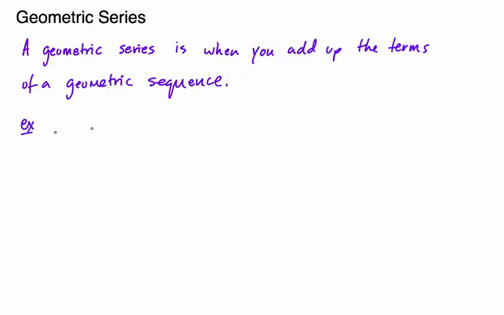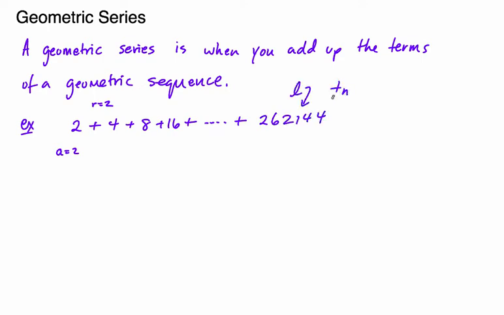So for example, I've got 2 and I double it, so my r value in this case will be 2 and my a value will be 2. So I get 2 and then 4 and then 8 and then 16, and I keep going up to some number. We could call that the last term, or the T sub n term if we knew how many terms there were. And that sequence of 2, 4, 8, 16 now gets added up and turned into a series.